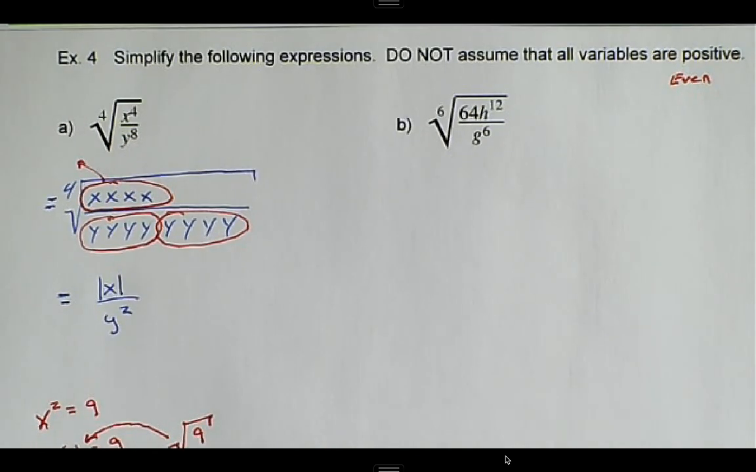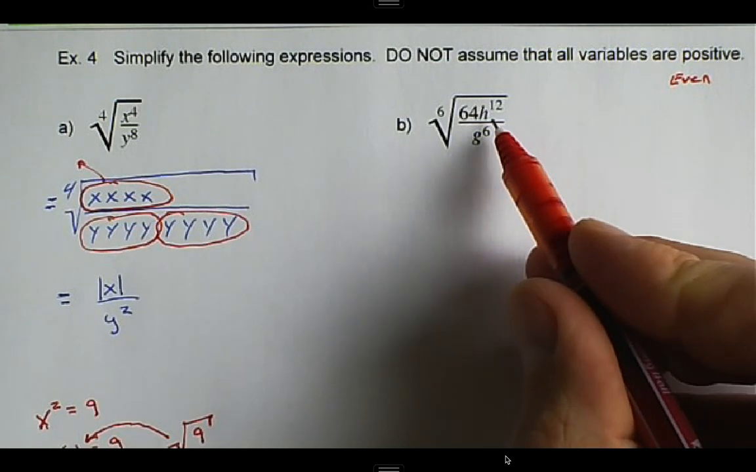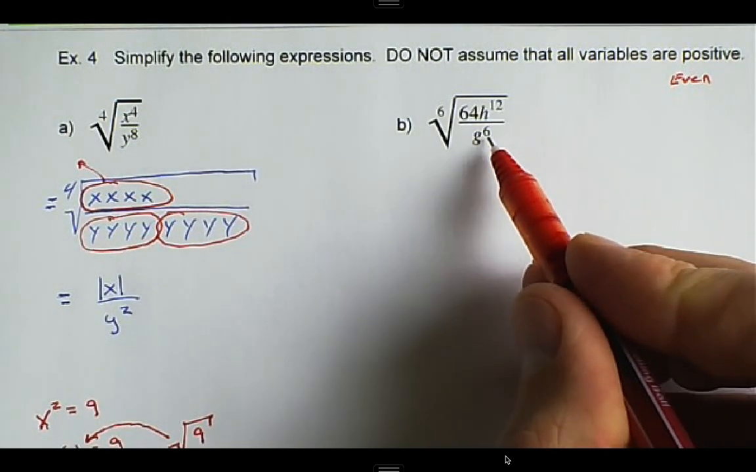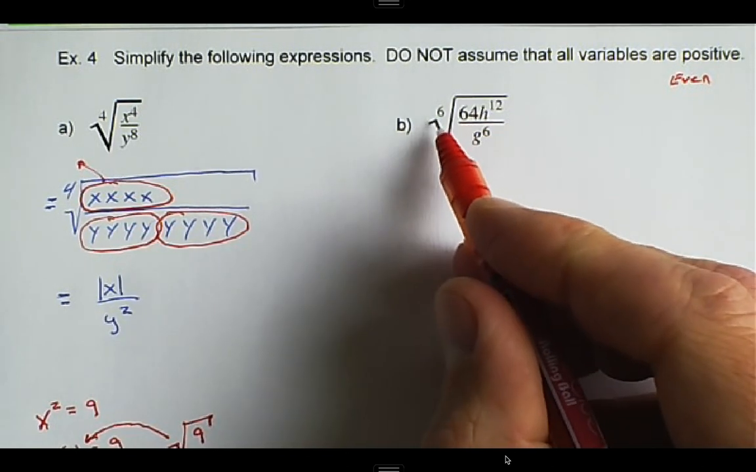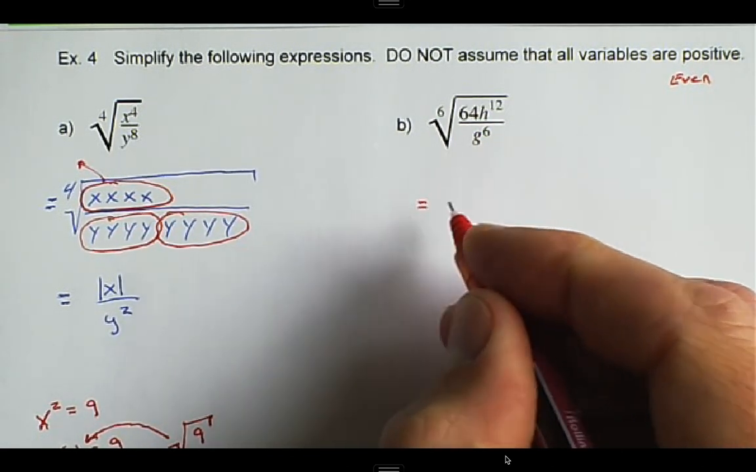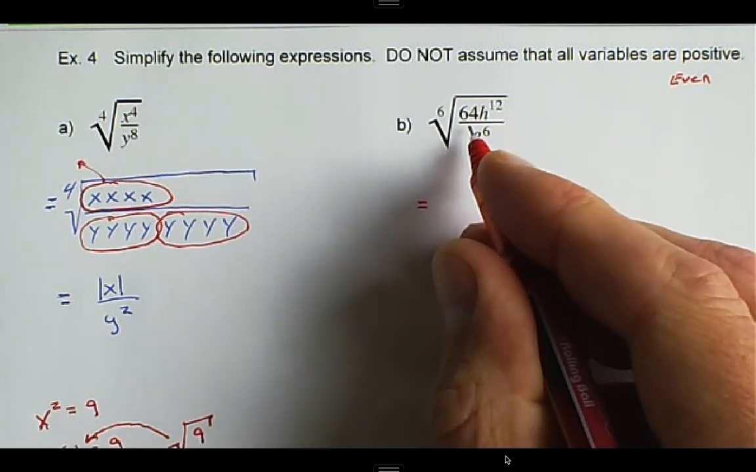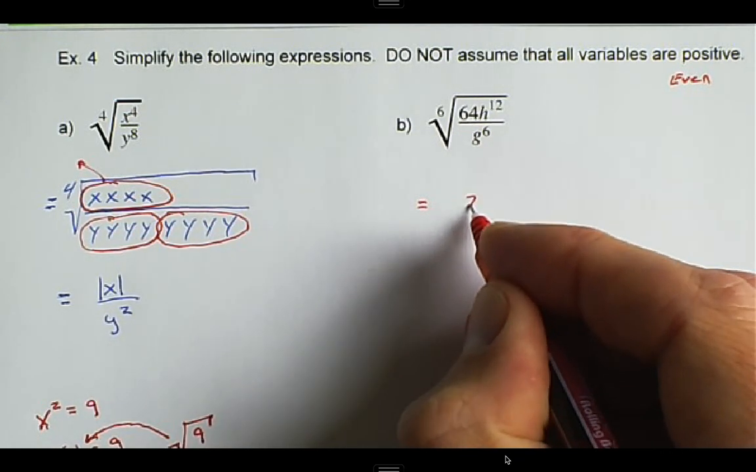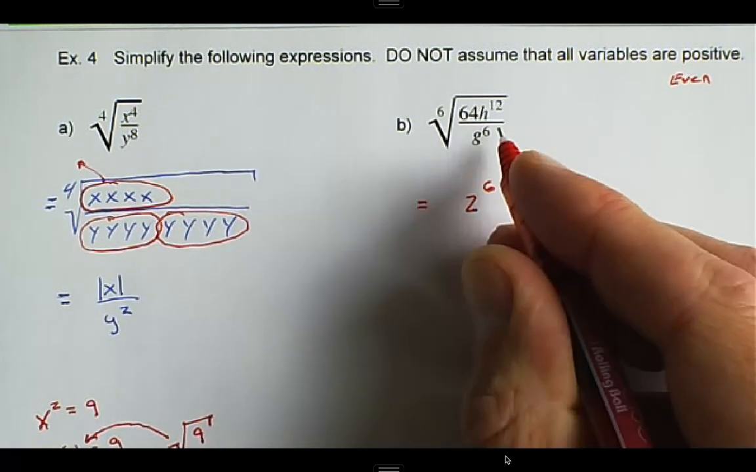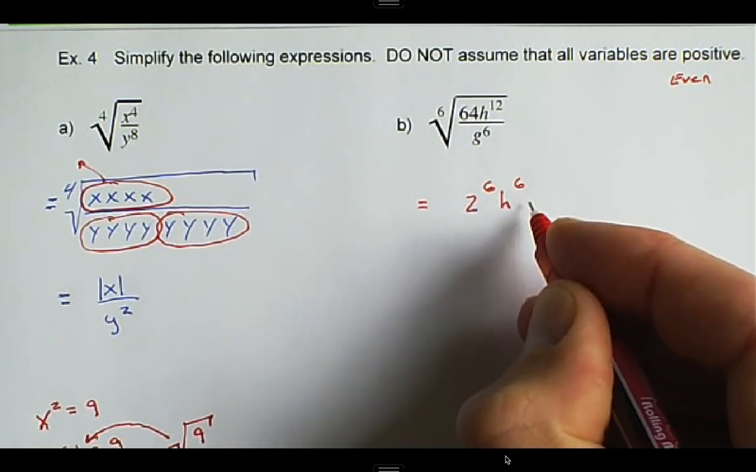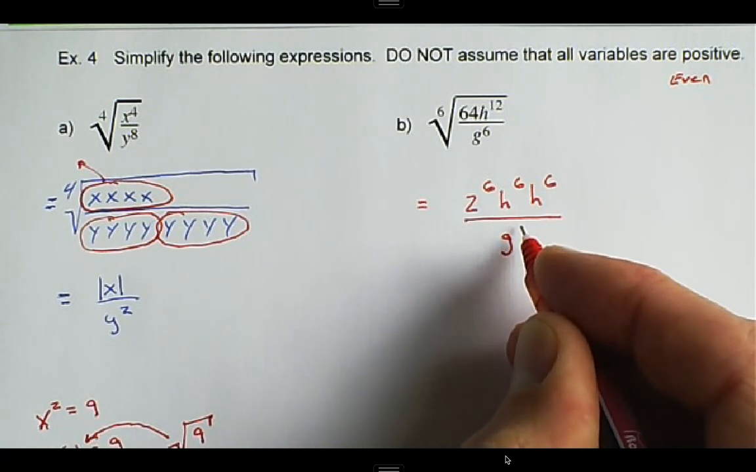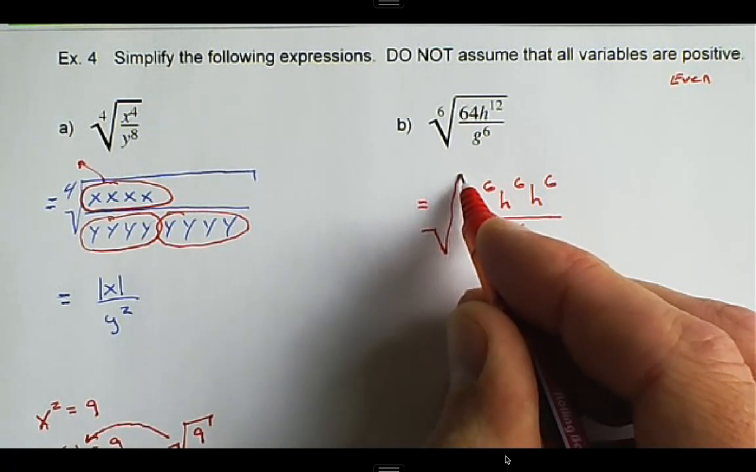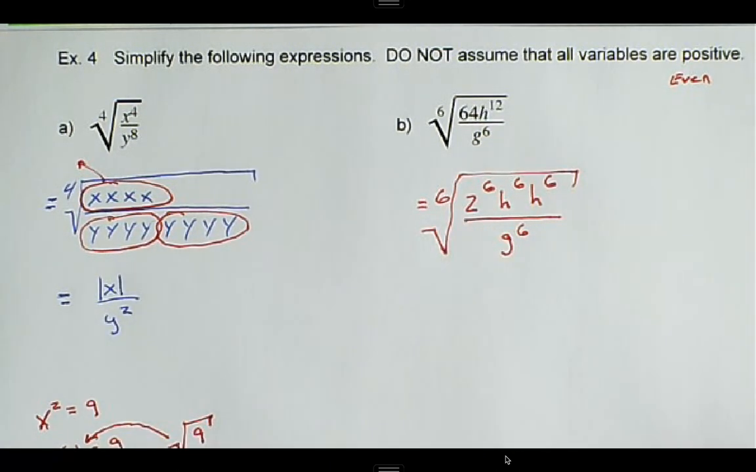The next example we have the sixth root of 64 h to the 12th divided by g to the 6th. And so we want to rewrite it in sets of 6 so we can see what we can take out. So 64 can be rewritten as 2 to the 6th. h to the 12th can be written as h to the 6th, h to the 6th, and g to the 6th stays g to the 6th.